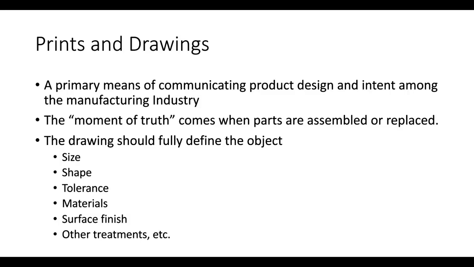Now, when we're talking about these drawings, for each drawing, you should be able to identify the size, shape, tolerance, materials, different surface finishes, different types of treatments, whether they're heat treatment or galvanic treatment, all sorts of different things that are going to be in that print, and that object needs to be fully defined. We use blueprints to fully define that object so that the people who need to make it can make it correctly.